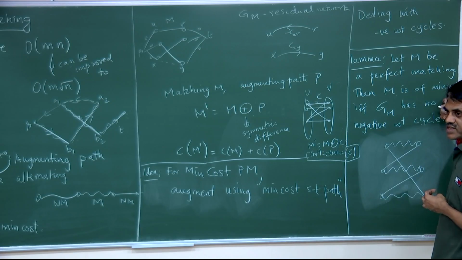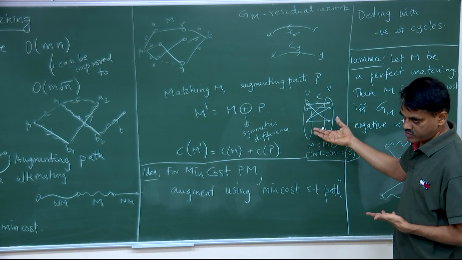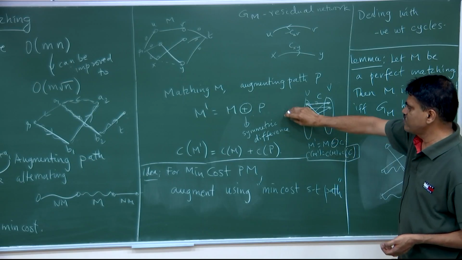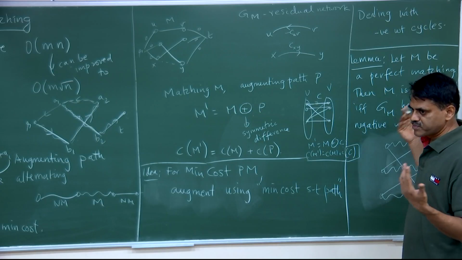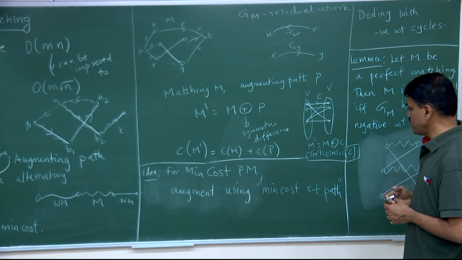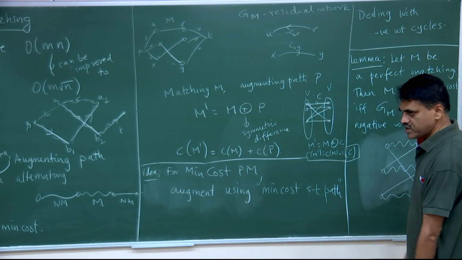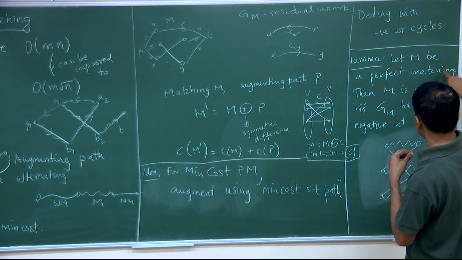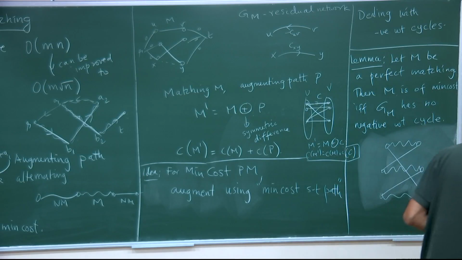So one direction is clear. What I showed is that if you have a negative weight cycle in the graph, that cycle will not have anything about S or T because there's nothing coming out of S, nothing coming into T. It's a perfect matching anyway in the residual network. So that cycle will be something like this, and if I augment my matching with this cycle, I get a strictly smaller cost matching. So this won't be a min cost matching. So that's one direction.